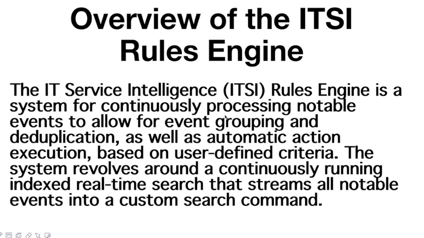The rules engine is a system for continuously processing notable events. As I mentioned, correlation search will create a notable event, and the rules engine will help to group it together, process it, deduplicate it, and also automate the action execution, on the basis of user-defined criteria. The user can define any action like sending an email, as I explained earlier, or any other action.